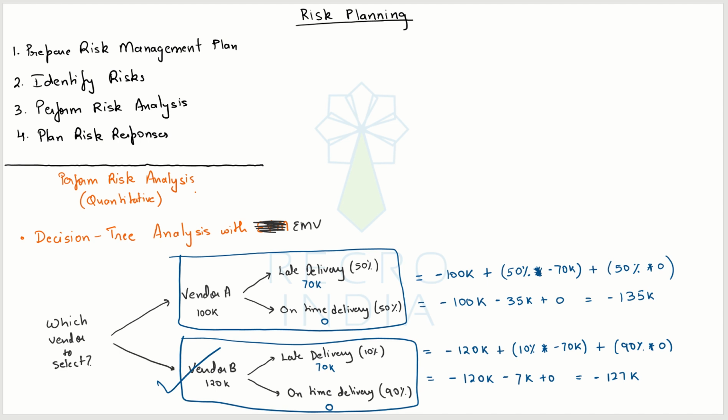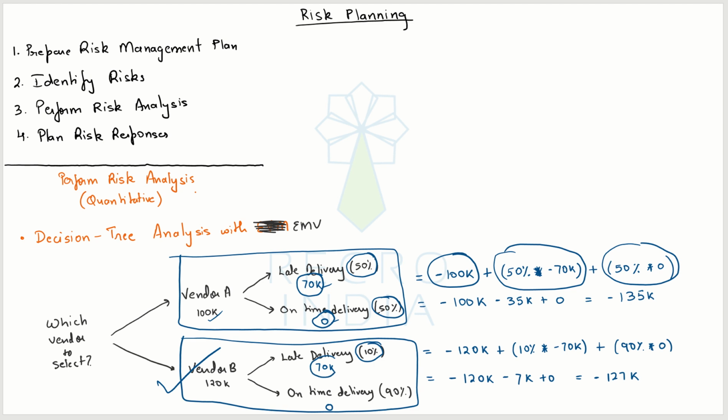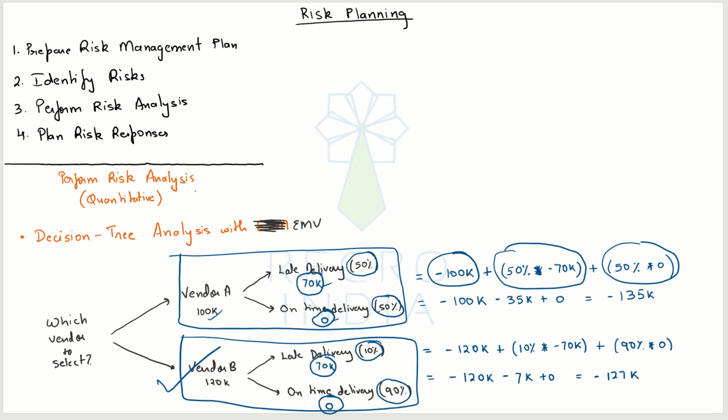Instead, we'll be rather happy to pay less, or 127. Just a quick recap here. So what we basically did was we just took the probability and multiplied with the impact. Probability multiplied with the impact, and then we summed all the values of this decision tree. So we end up paying 100k minus 35k plus 0. Same thing we did here. Probability multiplied by impact, probability multiplied by impact, and then we just add up all the values for each node, and that helps us to decide which decision is better.